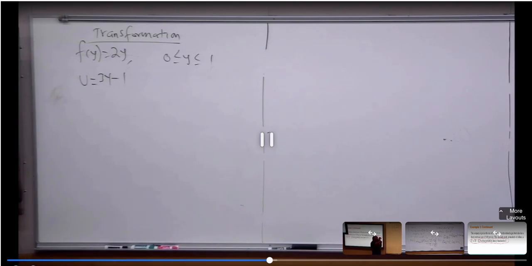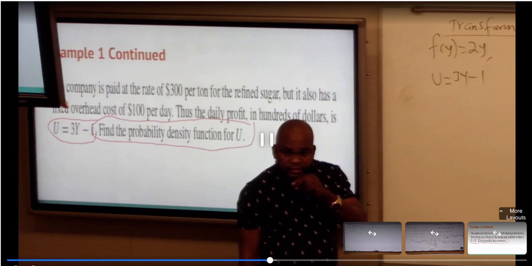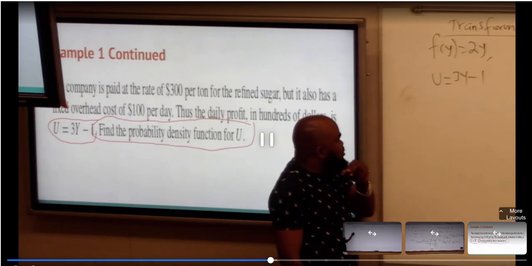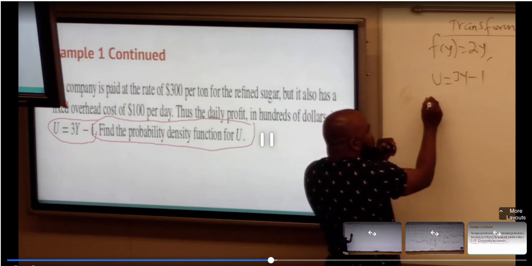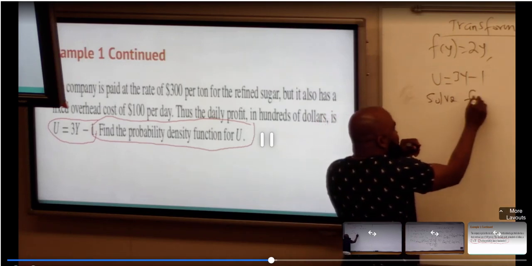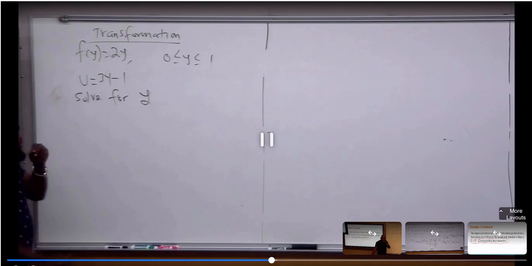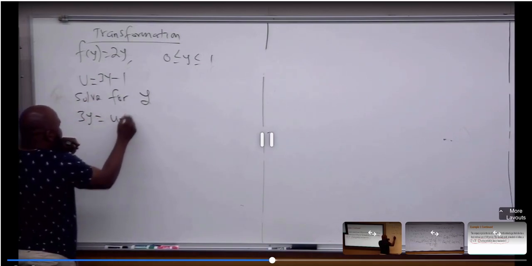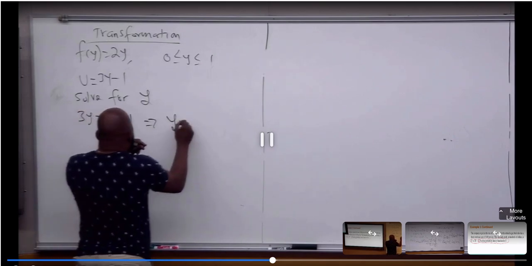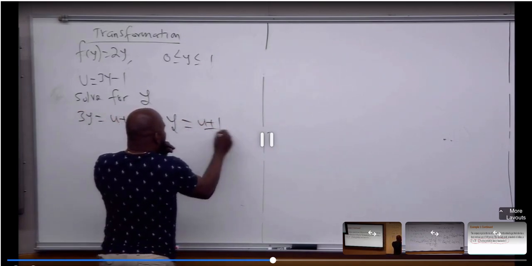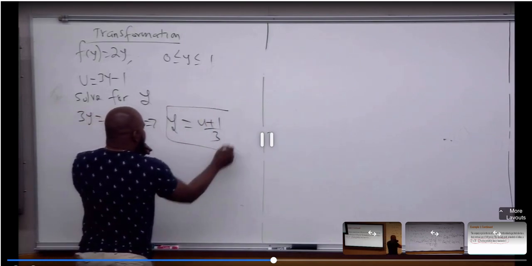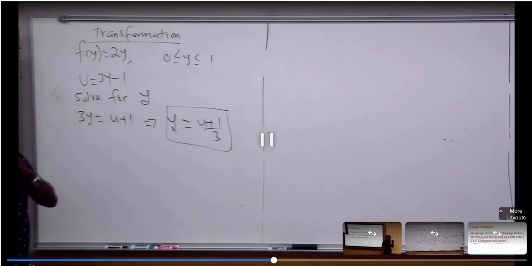Please, I need you to pay attention. If I want to use a method of transformation, okay, here I'm going to solve for y. 3y equals that, which implies y equals (u plus 1) over 3.